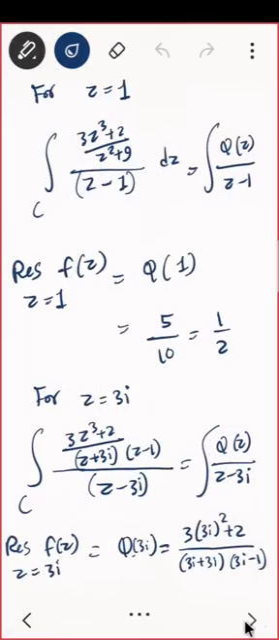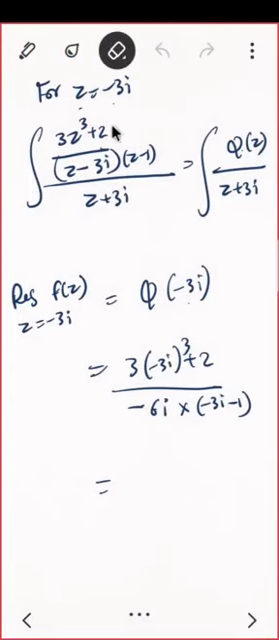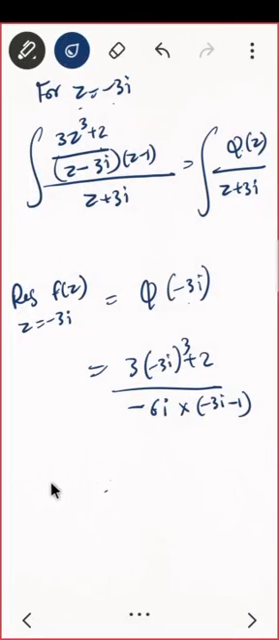So yeah, what next? What will be your final answer? Your final answer would be, you may write, by Cauchy residue theorem.